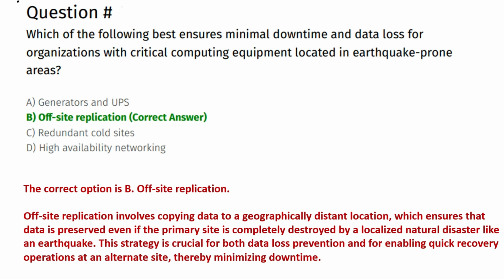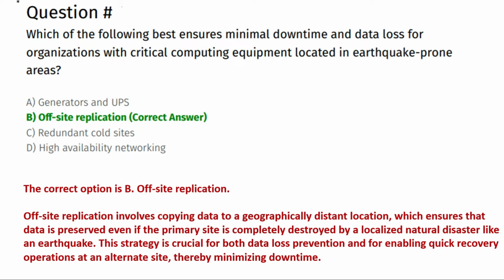This is the question. Which of the following best ensures minimal downtime and data loss for organizations with critical computing equipment located in earthquake-prone areas? Option A, generators and UPS. Option B, offsite replication. Option C, redundant cold sites. And option D, high availability networking. And the correct answer for this question is option B, offsite replication. So let's check the explanation.